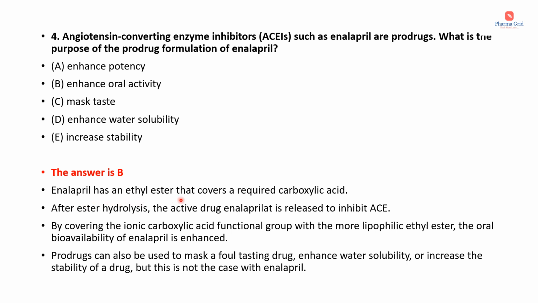Enalapril has an ethyl ester that covers a required carboxylic acid. After ester hydrolysis, the active drug enalaprilat is released to inhibit angiotensin converting enzyme. By covering the ionic carboxylic acid functional group with the more lipophilic ethyl ester, the oral bioavailability of enalapril is enhanced. Prodrugs can also be used to mask a foul-tasting drug, enhance water solubility, or increase the stability of a drug, but this is not the case with enalapril.